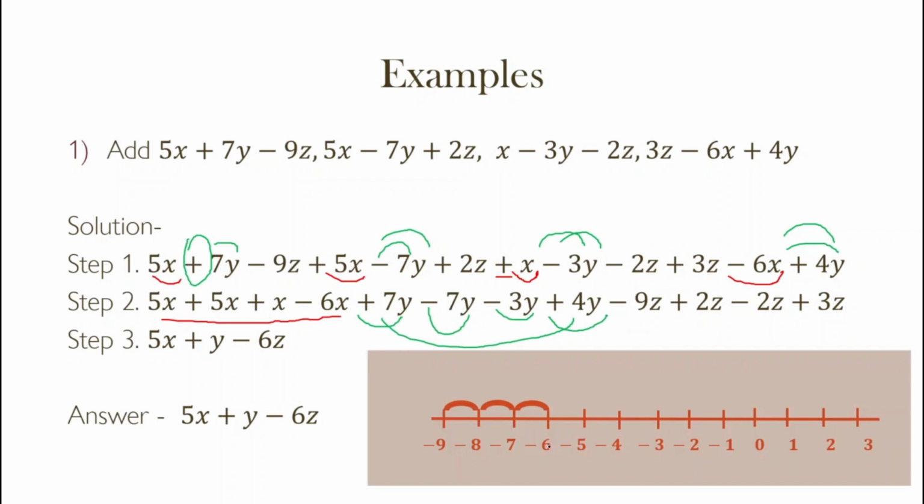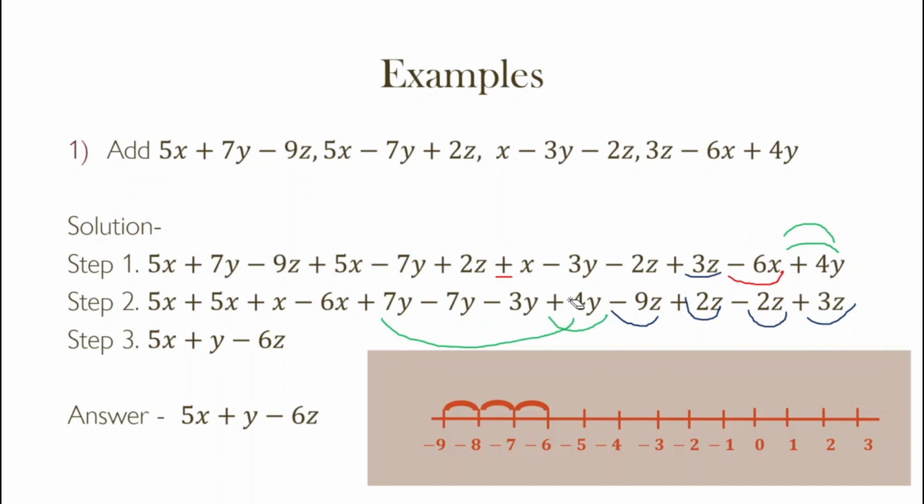Now coming to the last pair of terms, because there are only three kinds of terms with variables x, y, and the third one is z. So there is minus 9z, which we have written over here. Then there is plus 2z, writing it over here. Then there is minus 2z, writing it along with its sign. And then last is plus 3z. Right? I hope it's clear to you. Now, adding the like terms together.